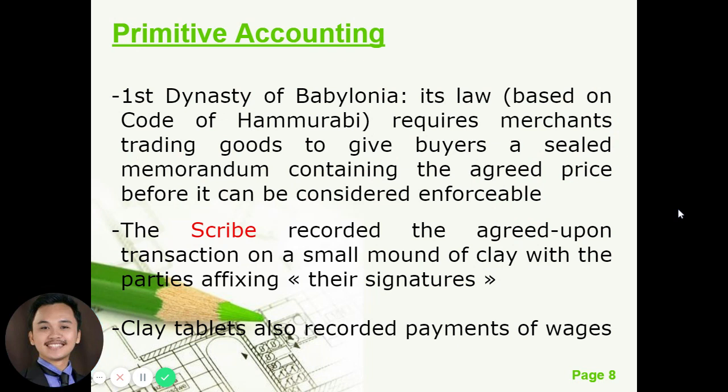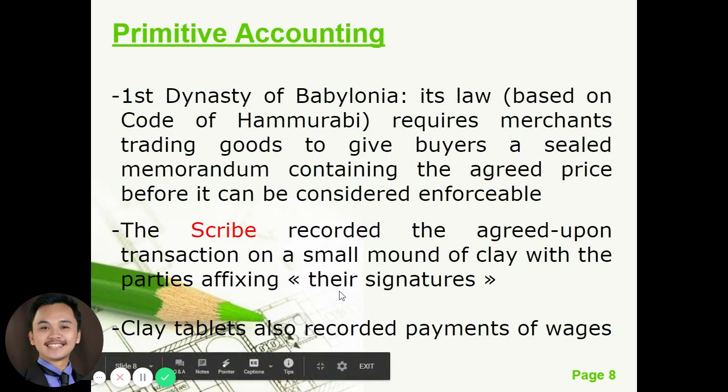In primitive accounting, First Dynasty of Babylonia, its law based on the Code of Hammurabi requires merchants trading goods to give buyers a sealed memorandum containing the agreed price before it can be considered enforceable. So the scribe recorded the agreed upon transaction on a small mound of clay with the parties affixing their signatures. So scribe is our counterpart for public or legal documents right now. So before, their contracts were being notarized by a scribe.